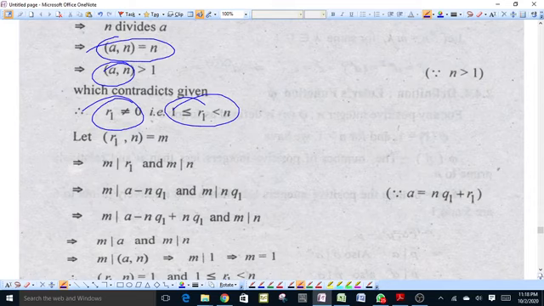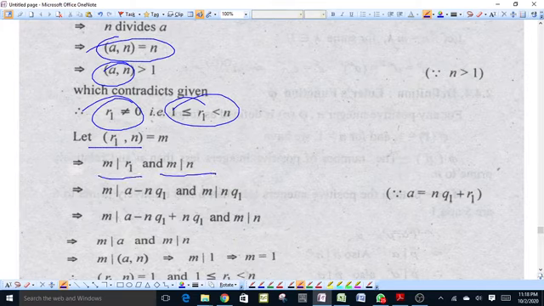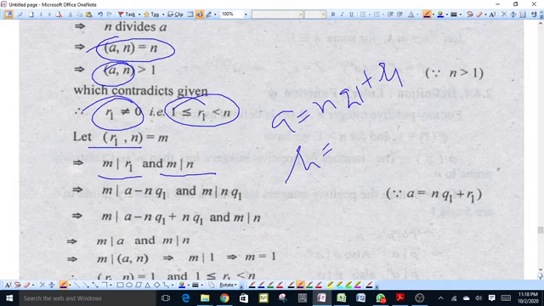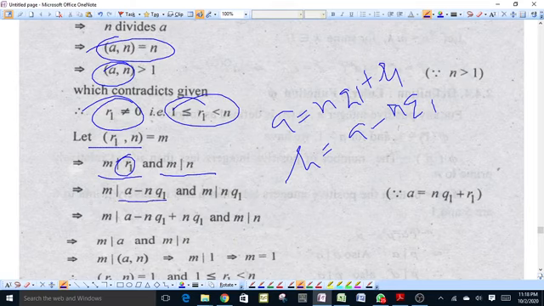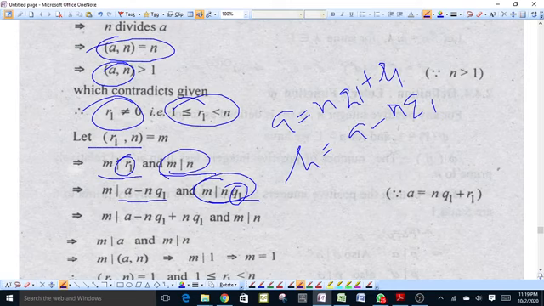Suppose GCD of r1 and n is equal to m. This means m divides r1 and m divides n, and because a is equal to n q1 plus r1, therefore r1 is equal to a minus n q1. By putting this value of r1 in this, that is m divides a minus n q1 and m divides n q1. We can multiply with q1 because m is the divisor of n. Therefore, m will be a divisor of n q1.